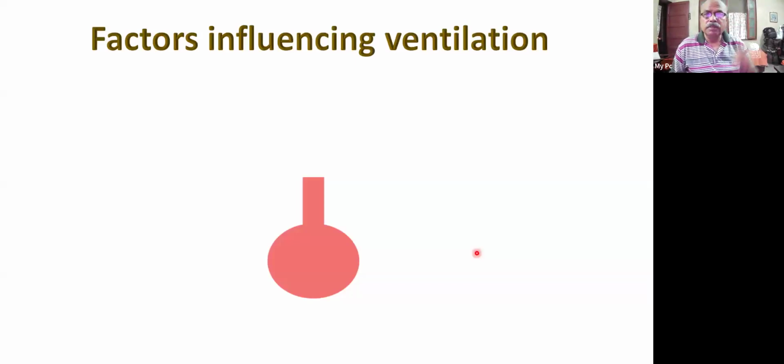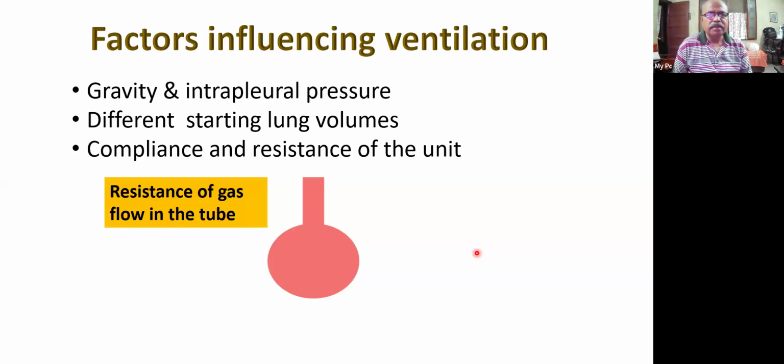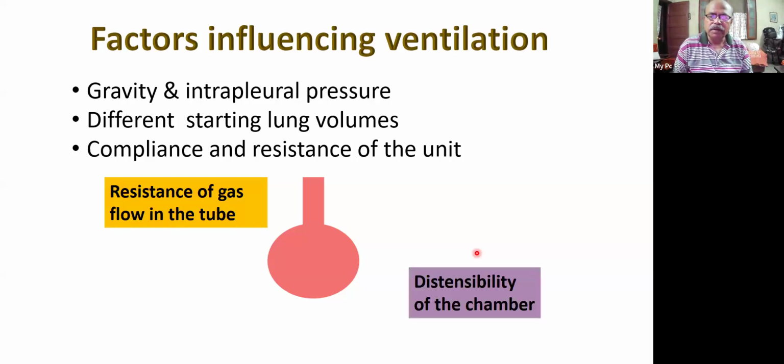Now, what are the factors influencing the ventilation? So, gravity and the intrapleural pressure are one thing. Different static lung volumes, that means the volume at which the inspiration has started, and compliance and resistance of the unit. Because the airway tubes will have some amount of resistance and there will be some inherent compliance of the alveolar wall, and all these three factors determine the ventilation. So resistance is to gas flow in the tube, and distensibility of the chamber is the compliance of the lungs.